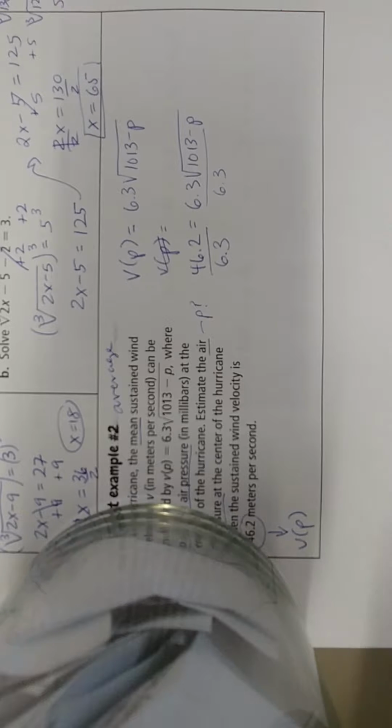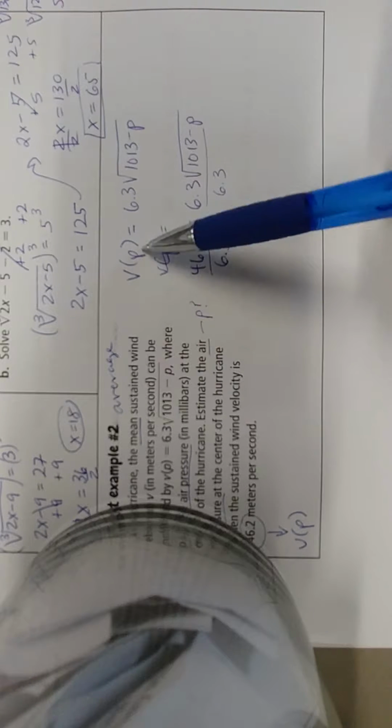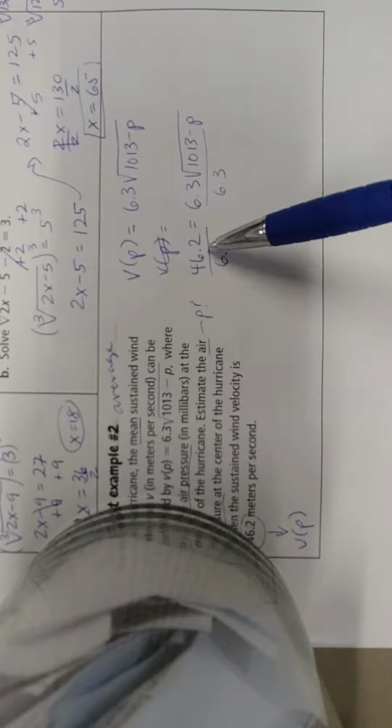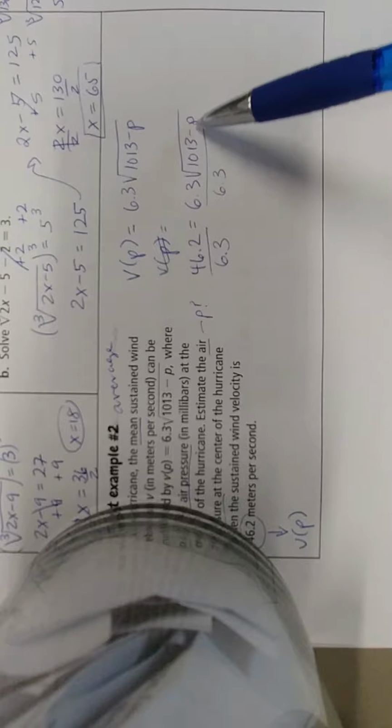Sorry guys, that last video cut out, so we're just going to pick up from where we left off. So what we had here is we were replacing the wind velocity with the given value, 46.2. And so the variable we're trying to solve for is down under this radical, and that's kind of a weird place for it to be.